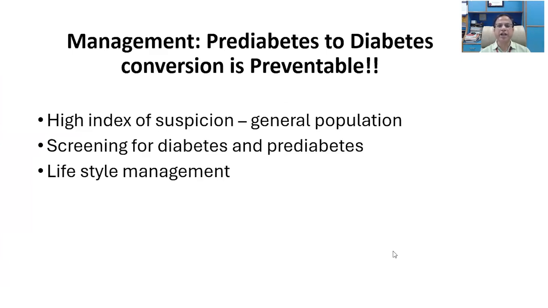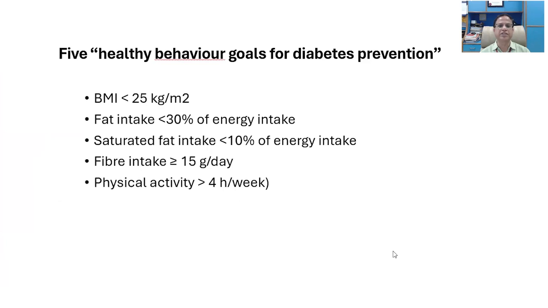What we need is a high index of suspicion in the general population. We should screen for diabetes and pre-diabetes. And if we find that they have diabetes or pre-diabetes, lifestyle modification is the first step which we can take in these cases. And what is this lifestyle modification?